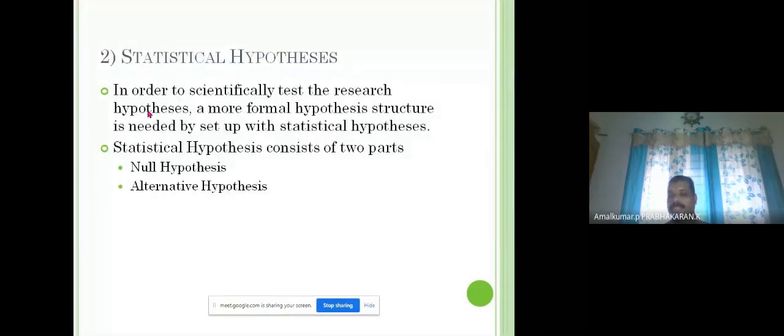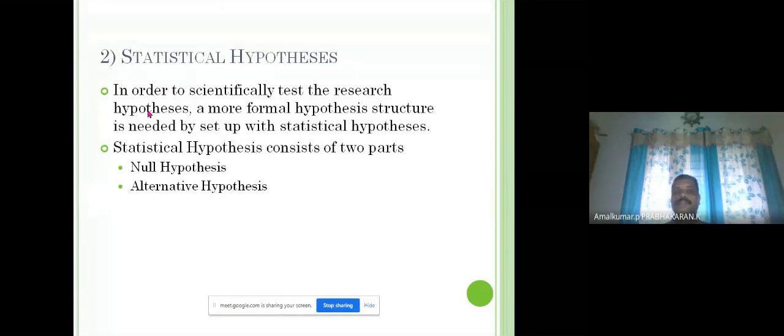Then I am moving to the statistical hypothesis. In order to scientifically test the research hypothesis, first the researcher develops a research hypothesis based on theories, experience, or available literature. After that, in order to scientifically prove it, a more formal hypothesis structure is needed, set up as a statistical hypothesis. So the researcher converts the research hypothesis into a statistical form of hypothesis.